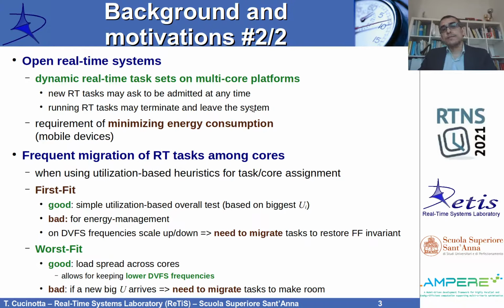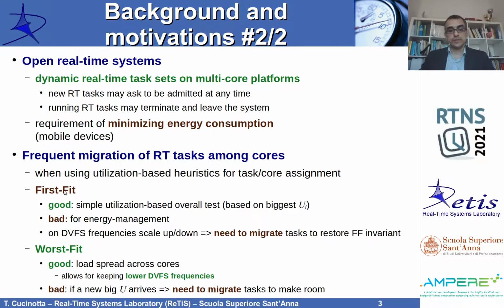We are focusing on open real-time systems where we have dynamic real-time tasks that have to be deployed on multi-core platforms, with the possibility for new real-time tasks to enter the system at any time and running tasks to leave the system at any time. Additionally, we may have requirements of minimizing the energy consumption, which is important especially on mobile devices. In this context, we normally have quite frequent need for migrating real-time tasks among cores. This is often due to the use of utilization-based heuristics for task and core placement.